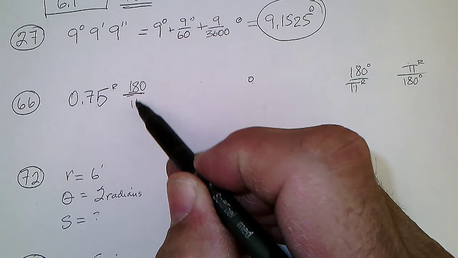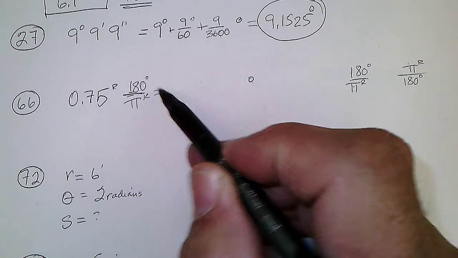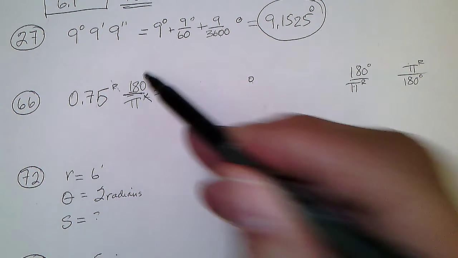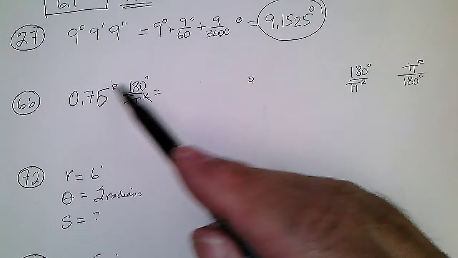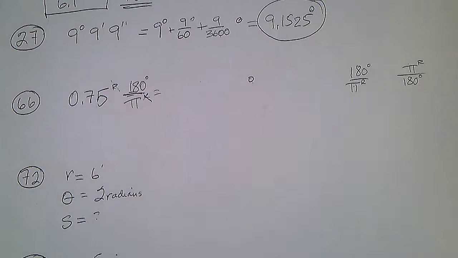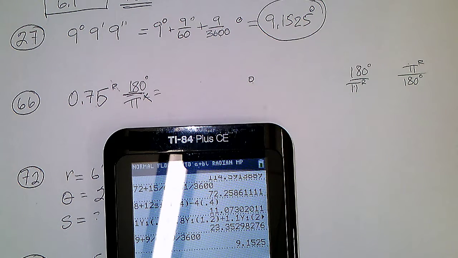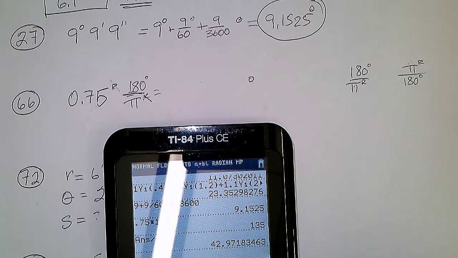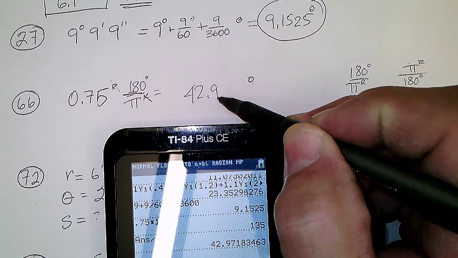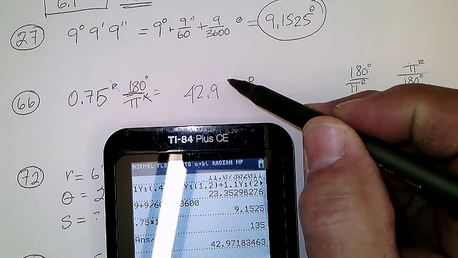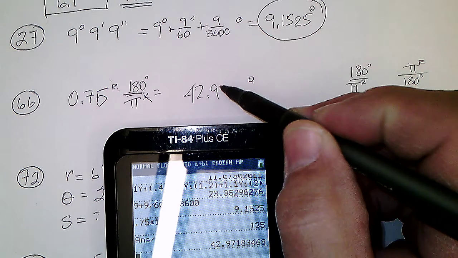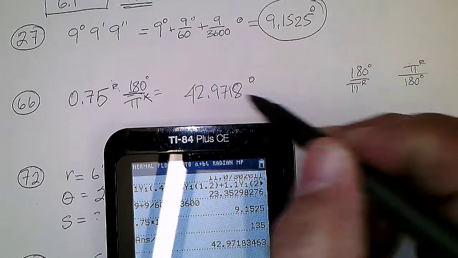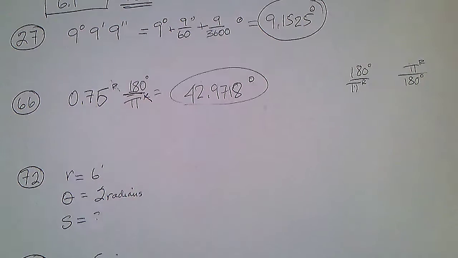180 over pi radians. And the radians cancel, as I said, so I got 0.75, or 3/4 of 180, which is 135. So 0.75 times 180 divided by pi, and I get 42.9718 degrees. Close enough. Okay.